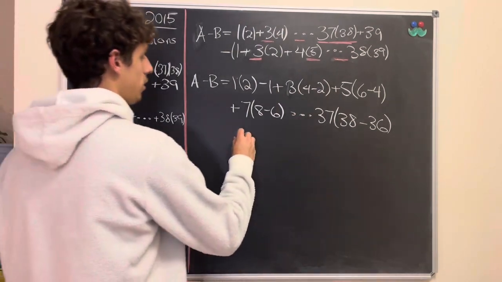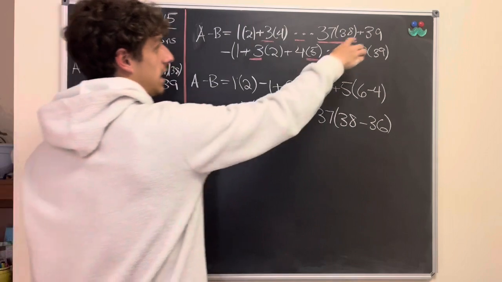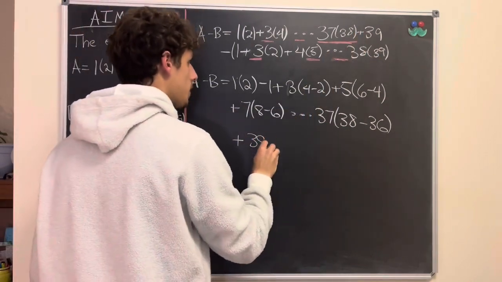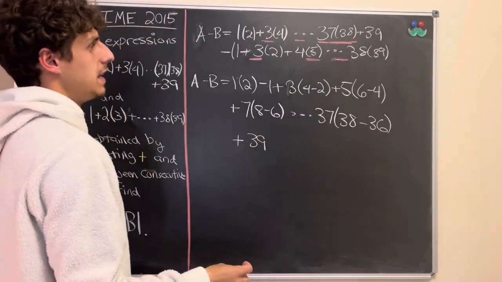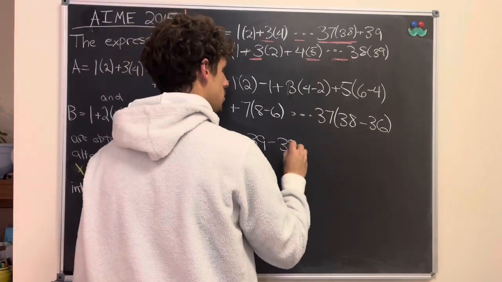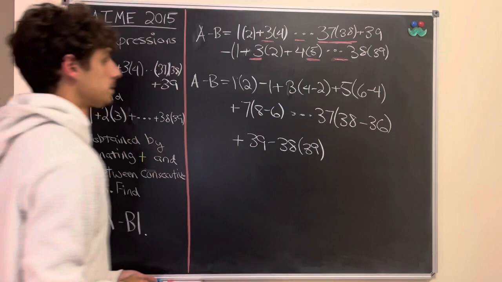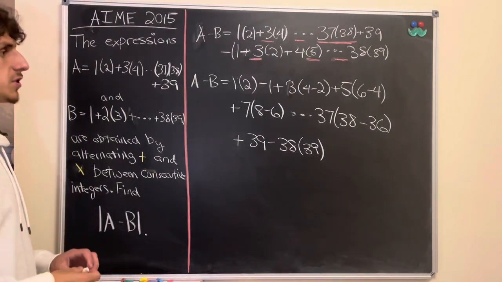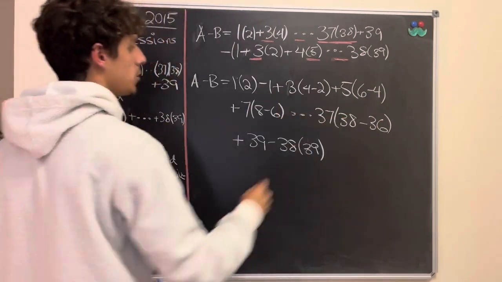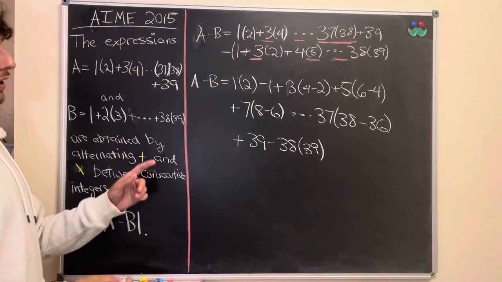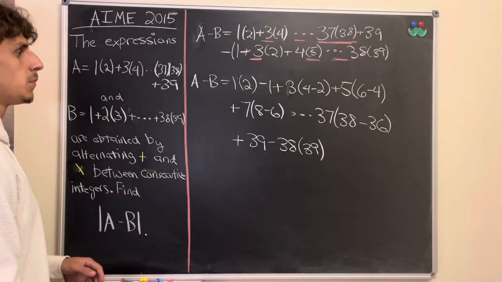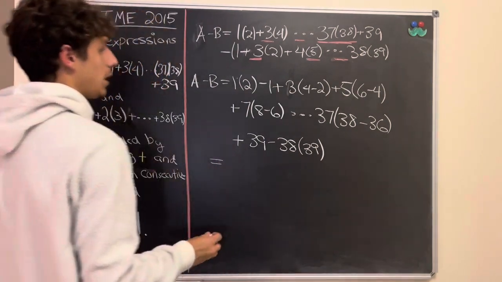But then we'll have 39 here that we left off. And then we also have the minus 38 times 39 that we left off here at the end right here. So now we're almost done. We know that all of the odd numbers between 1 and 39, but not including 1 and 39, are multiplied by 2. So let's go ahead and write that out.